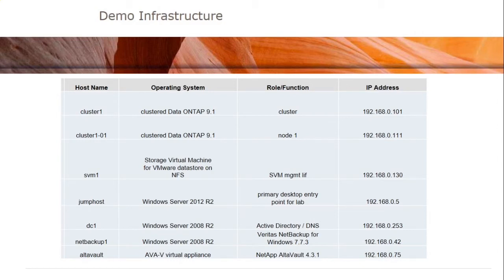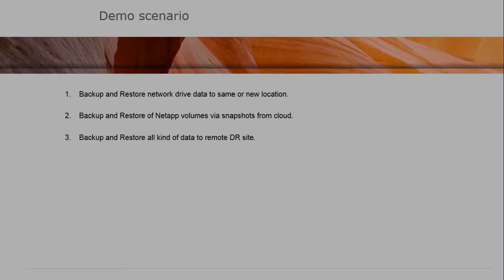Let's discuss the demo infrastructure, because today's main focus is the demo of how AltaVault actually works. We have a NetApp one-node cluster with ONTAP 9.1. We have a domain controller. We have a Windows Server 2008 R2 installed with NetBackup 7.7.3, and we have an AltaVault virtual appliance, AVA v2, with a software version of 4.3.1. To access all this infrastructure, we have a jump host, which is Windows 2012 R2. So this is about the infrastructure.